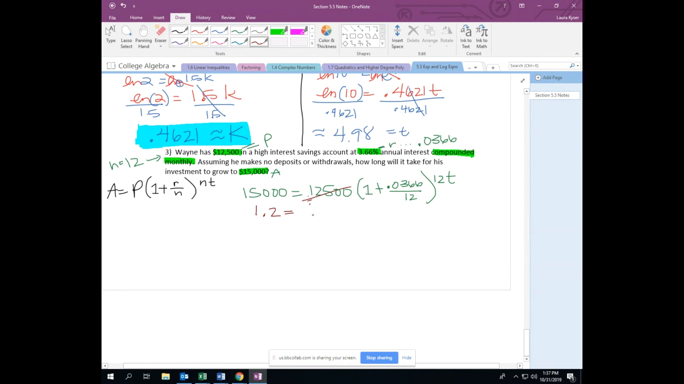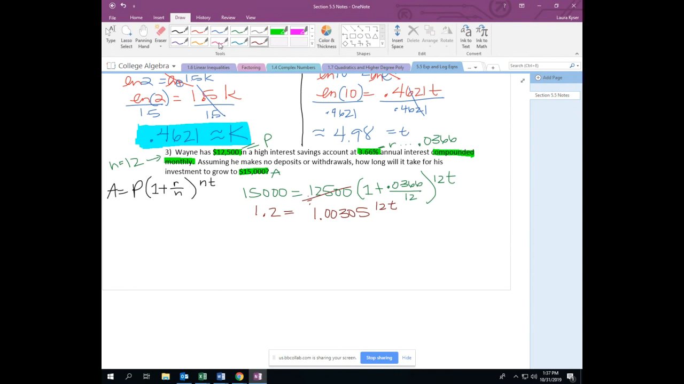It's 1.00305. And that's raised to the 12t power. Now, what stinks about it is that when you're doing these problems, you're not supposed to round until the end when possible. And even though that decimal is long, it's not a non-terminating decimal, so you have to use all of it. We won't round until the end.